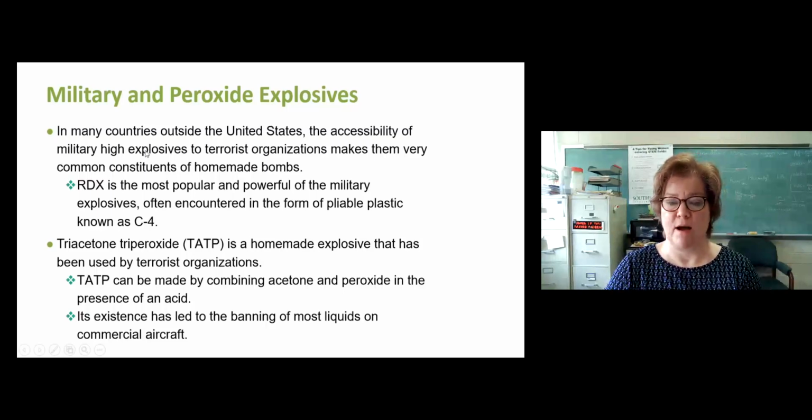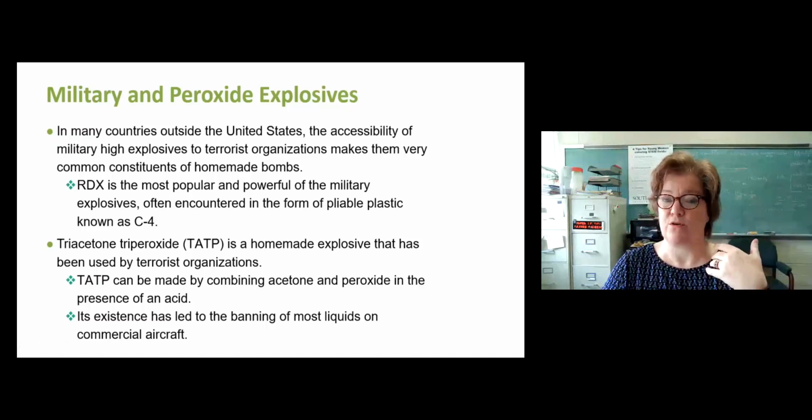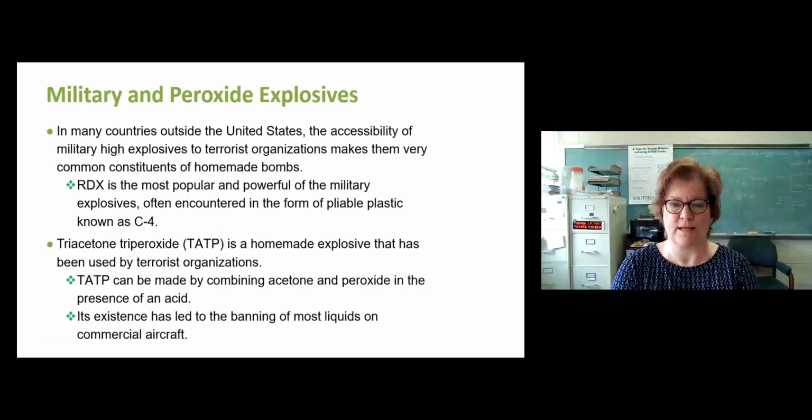RDX is very popular. One version of RDX is what you have probably heard called C4, which looks like a putty. It looks a little bit like gray Play-Doh. And so that is one form of RDX.